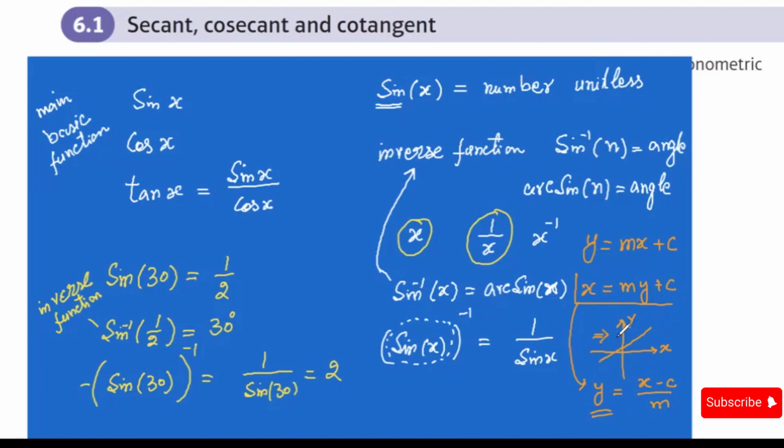Got it? Exactly. So y and x would switch on the graph, because we are going to get an inverse function.